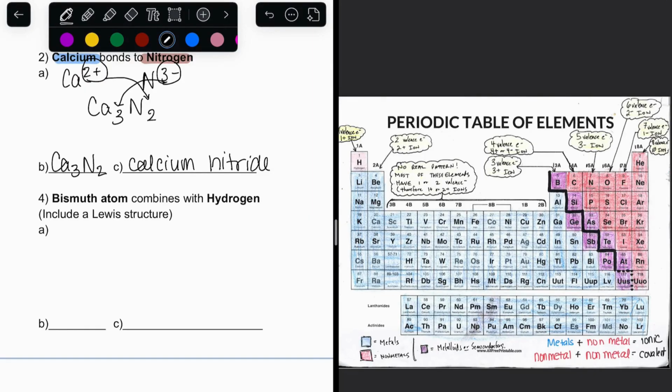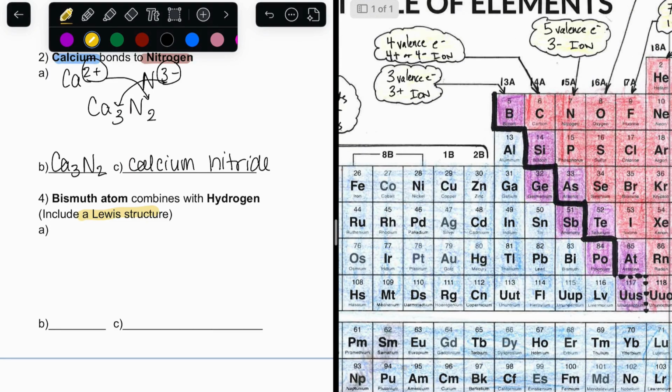All right, so for bismuth and hydrogen, I'm not going to highlight them in my periodic table because it's going to be a little bit confusing. There are some compounds that don't necessarily follow the rules that we've been going over, but I'm going to use this hint here that tells me to include a Lewis structure, that our teachers want us to bond this one covalently. So bismuth is right here. It's in group 15. It has 5 valence electrons.